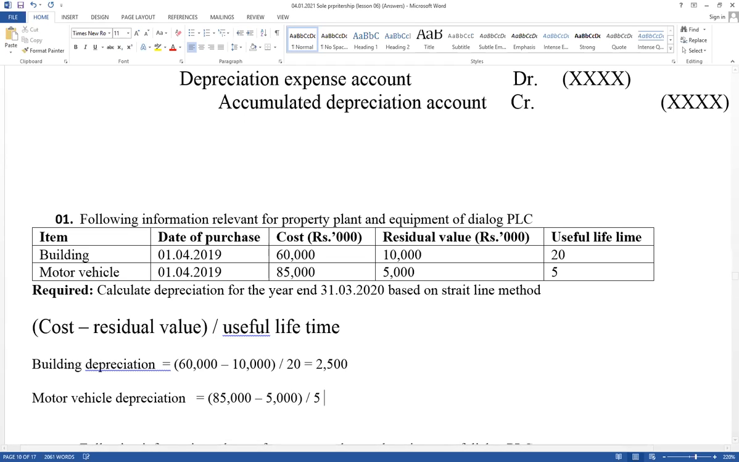Therefore, cost minus residual value divided by useful lifetime. Here the answer equals 16,000. This is the way you have to calculate depreciation. Then when we record in the ledger, depreciation is an expense. Depreciation expense account debit, accumulated depreciation account credit. I will discuss later how to record in the ledger accounts. Just think about how to calculate. It has not given a depreciation rate. It has given cost value, residual value, and useful lifetime.